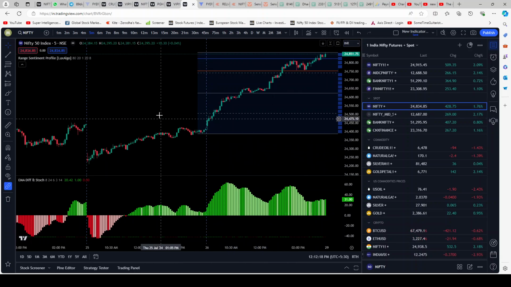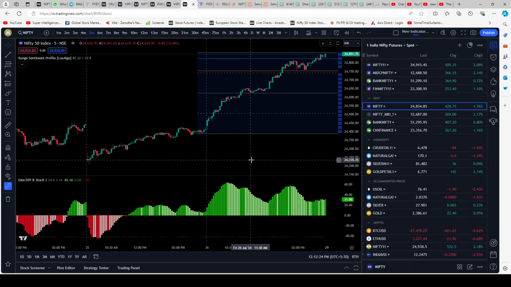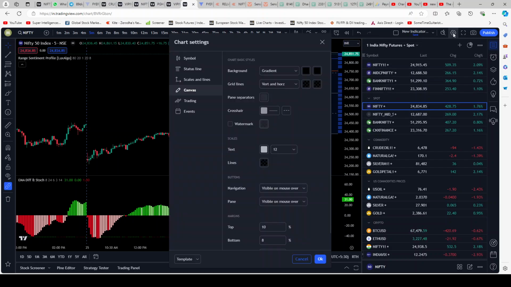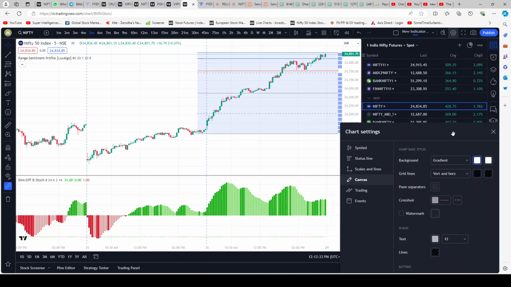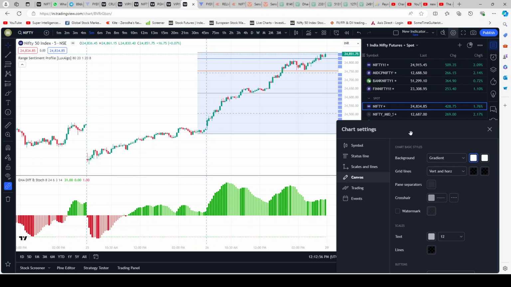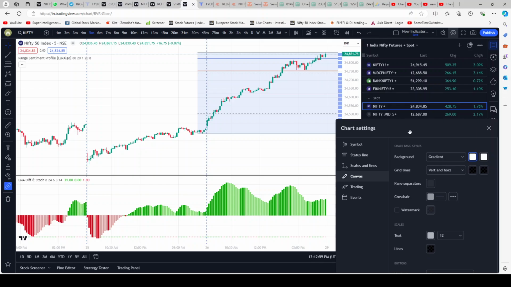In any case, I'll just mention this Range Sentiment Profile. You see, it's got two colors. Let me just try and make this chart white for a moment and show you. See this bluish tinge at the back, right? So when it's bluish, that means the market is bullish. And when it's orangish, that means the market is bearish. So that background color is very important in this indicator. If the background is blue, the market is bullish, and if the market is bearish, it'll be shown in orange.